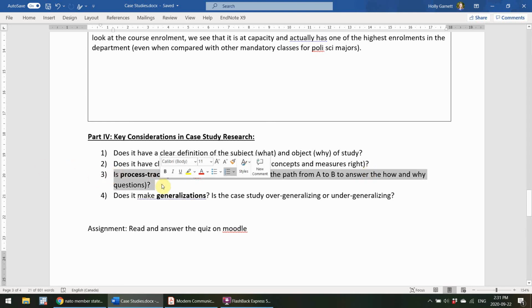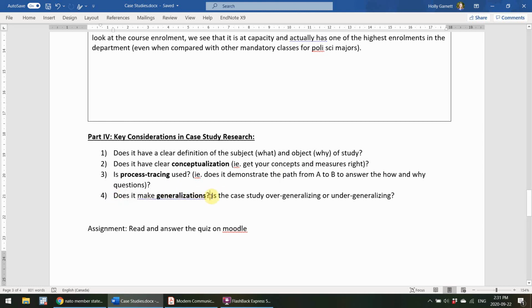Process tracing essentially is looking at that mechanism or that path from A to B, and that's going to be one of the more common ways that people use case study research. One of the seminars that I've assigned uses process tracing research, and so you can get a good example of that through one of the seminars that you have to watch.